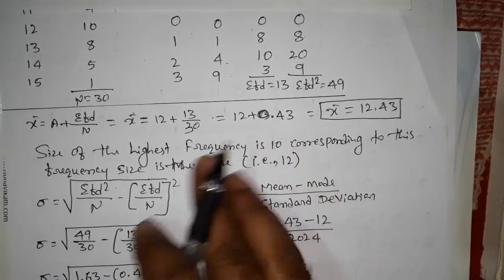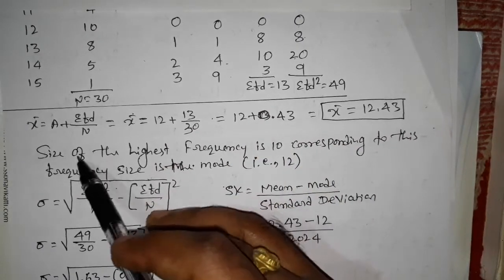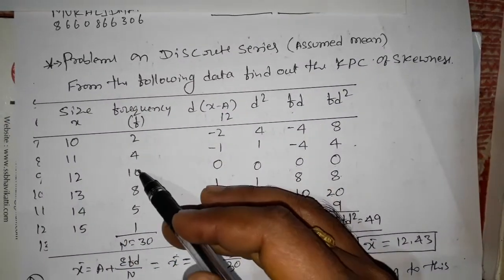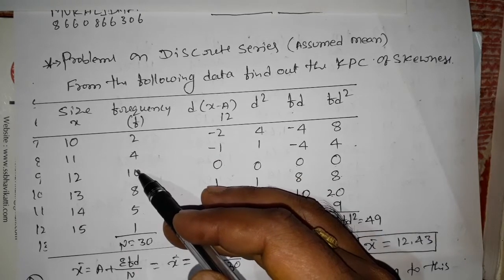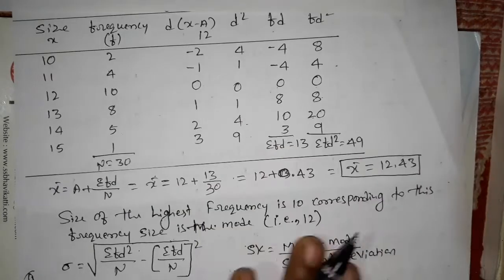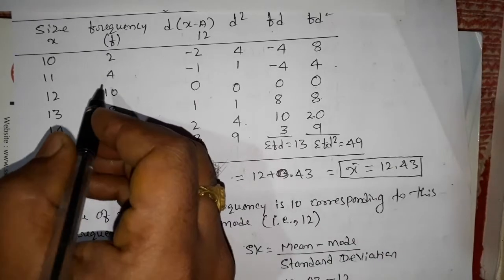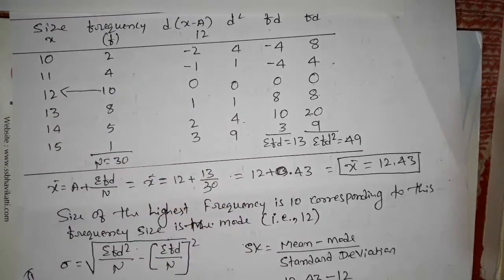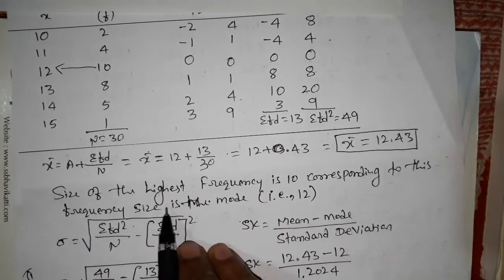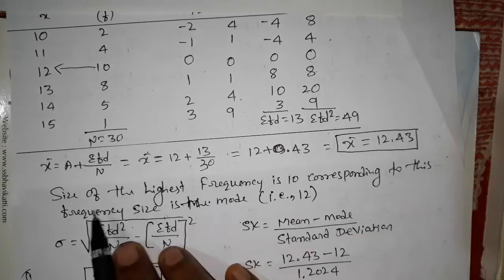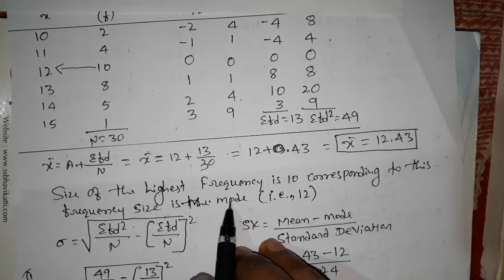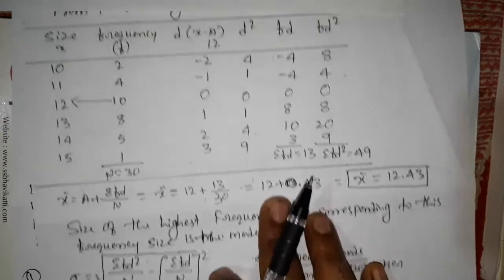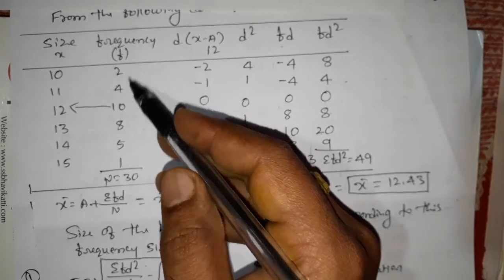Find out the mode. How to find the mode in the discrete series? The size of the highest frequency is 10. See here, the size corresponding to the highest frequency is 10. Corresponding to that value, that is at 12. That is, 12 is the size corresponding to the highest frequency, so the mode is 12. So in this discrete series, we need to find out the highest frequency.